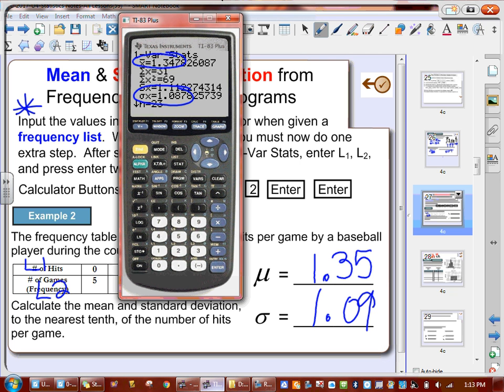This? That's mean. Yeah, that's mean. It's got new stat symbol. Okay. Let's just clear this off.